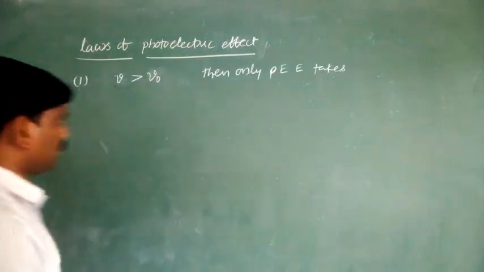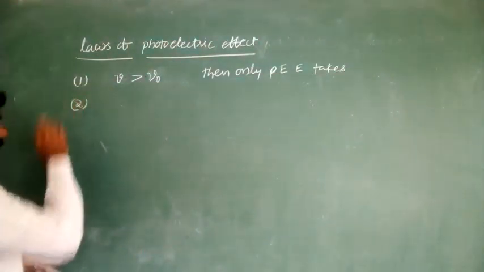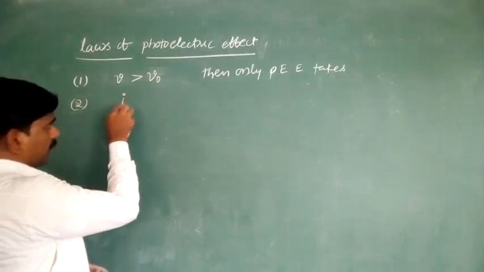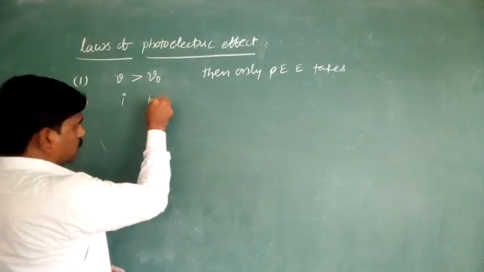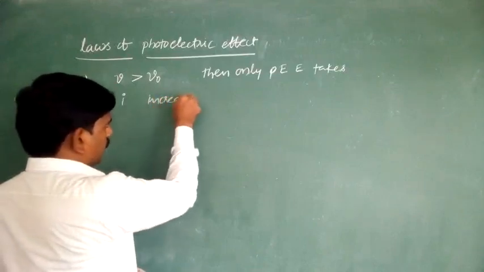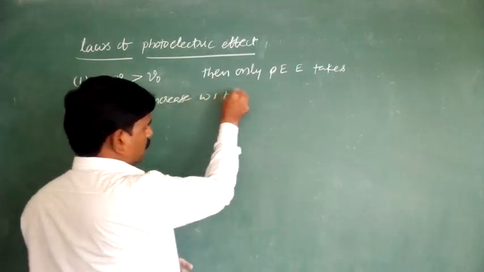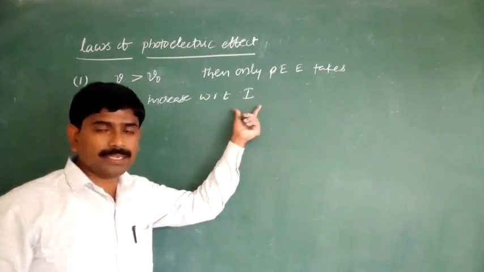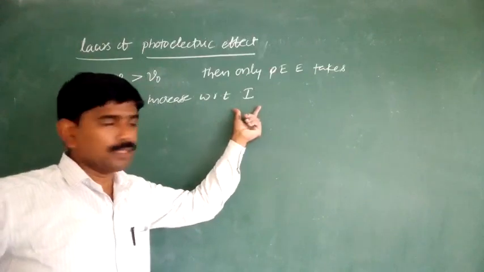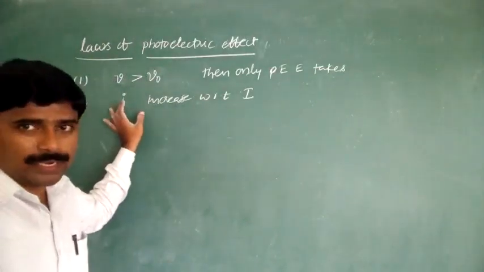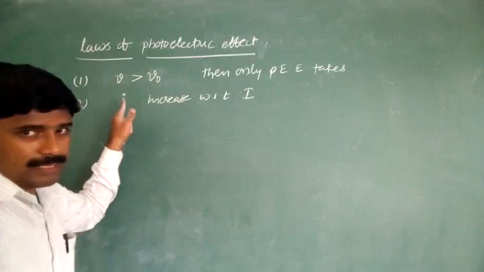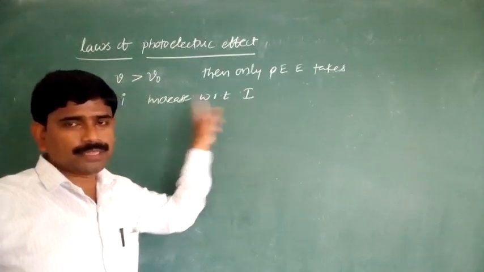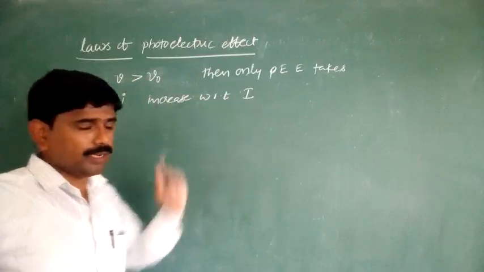Second one is that the photoelectric current increases with respect to the intensity of incident radiation. Here capital I means the intensity of the incident radiation, and small i is the photoelectric current. Photoelectric current increases with respect to the intensity of incident radiation.